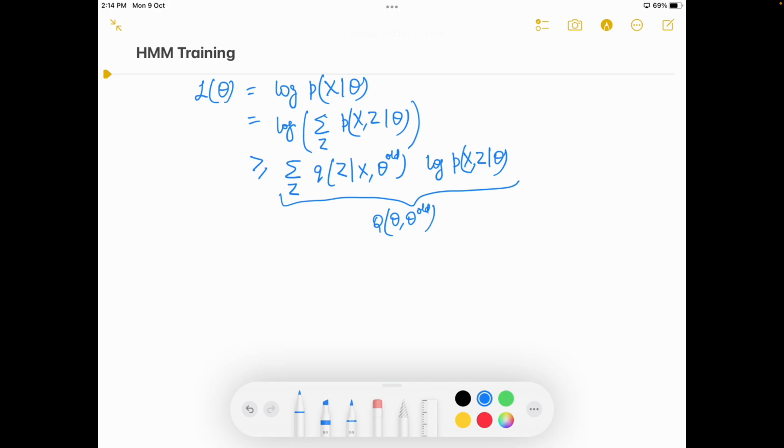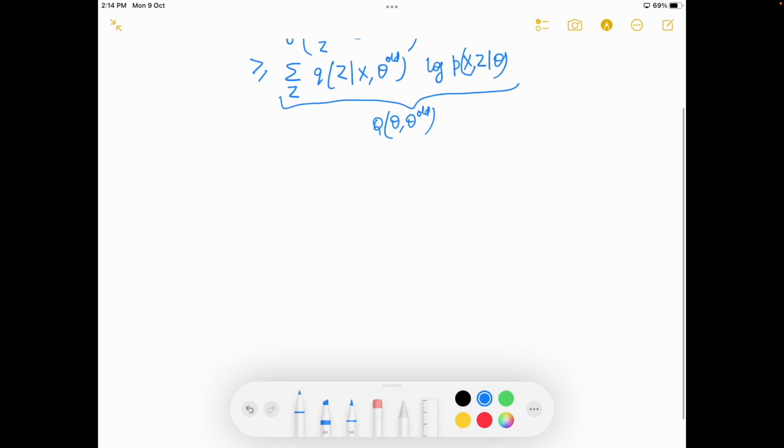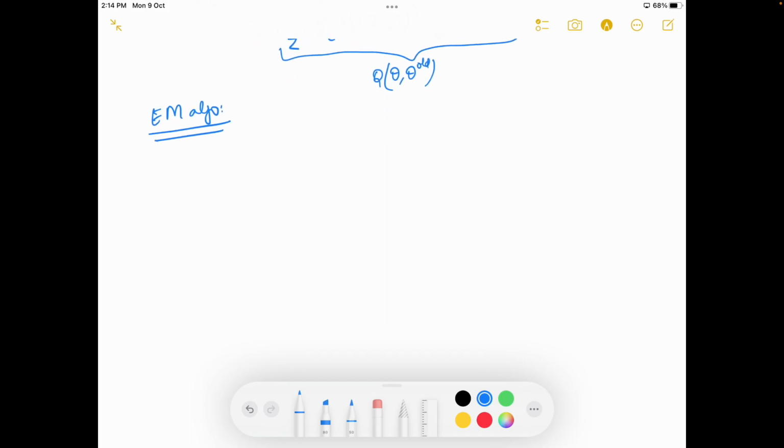The small q could be any non-negative numbers which sum up to 1, and we choose it as q of z given x comma theta old. In Jensen's inequality, it is just any non-negative alpha which sum to 1. But when we optimize it, we find the value of q, and that comes out to be P of z given x comma theta old. So when we do the EM algorithm to maximize Q or to find the optimal theta, in the E step I find my q. This comes out to be simply P of z given x comma theta old.